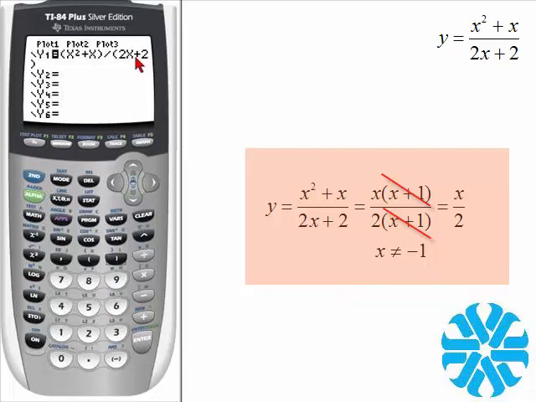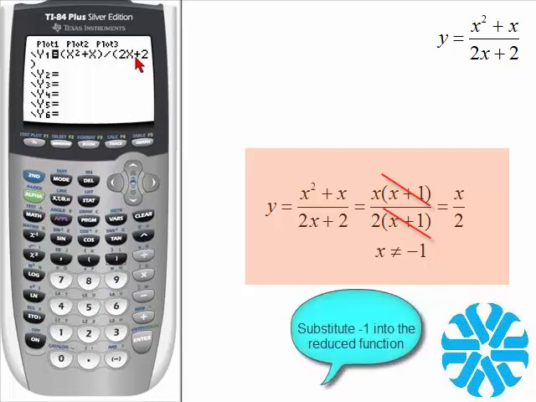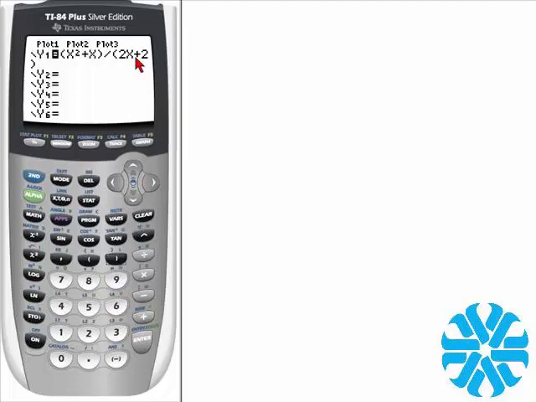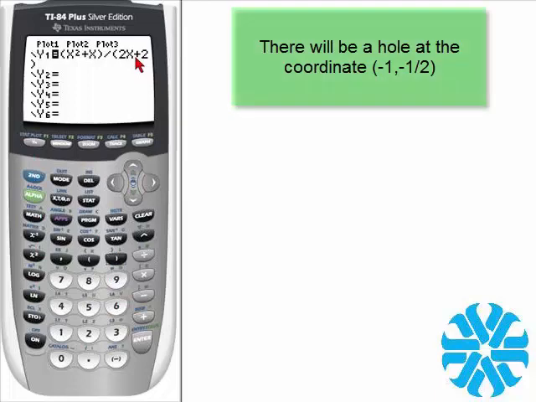So we know that the hole occurs at a value of x being -1. And when we substitute that value, -1, into the reduced function, which is y equals x over 2, we get -1 divided by 2, which is -1/2. So there is going to be a hole at the coordinate of -1, -1/2.